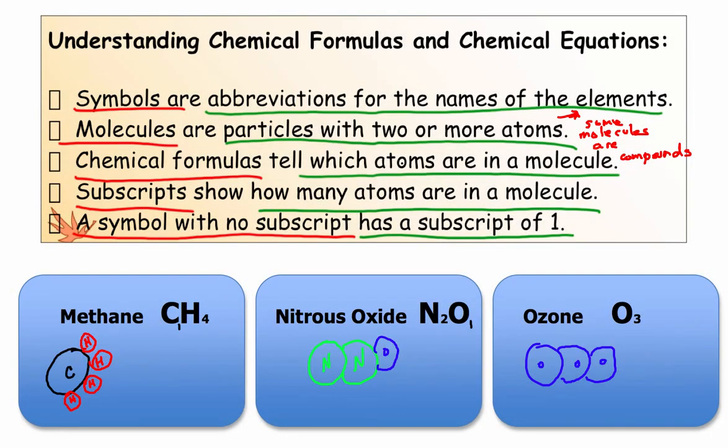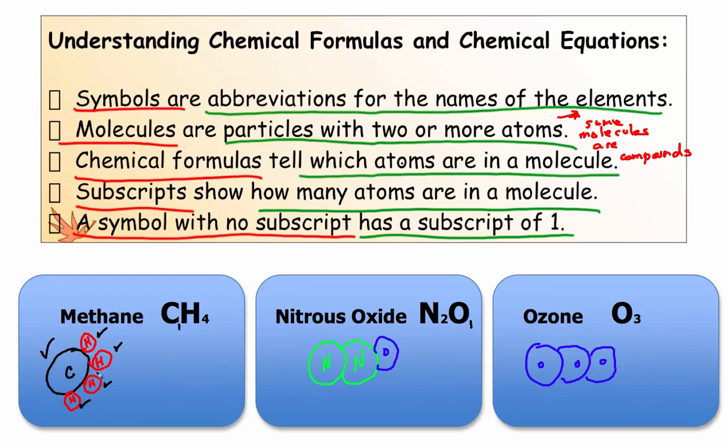Okay, welcome back. I just want to take a moment to make sure that you have a look at these molecules. So methane: you'll notice I put a little 1 subscript following the C because there was no subscript there, and that little 1 tells me there's going to be 1 carbon and then 4 hydrogen atoms. So there's 1, 2, 3, and 4 hydrogen atoms. And so this is what methane looks like.